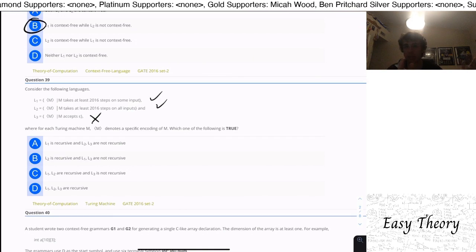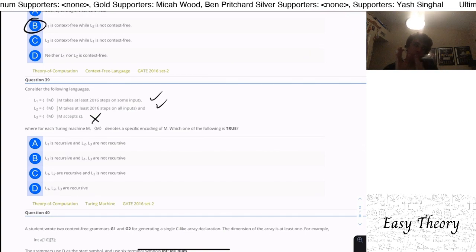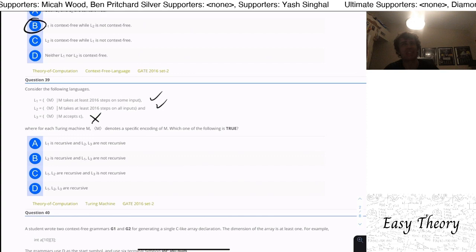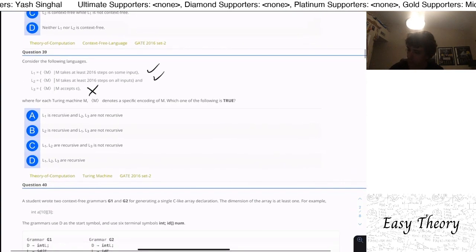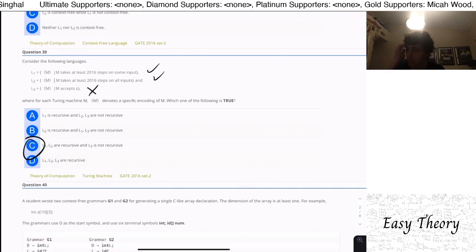The reason we can limit to 2016 is that if the input length was longer, because the Turing machine starts at the left-hand end, it has to progressively move right through the string. It can't get to the 2018th character and beyond. Well, I guess the 2018th character, but you know what I mean. So we can limit the size of the inputs that we consider. And L2 is the same logic, except now if any one of the inputs doesn't take that long, then we reject. Otherwise we accept. So the first two are recursive, and the third one isn't.